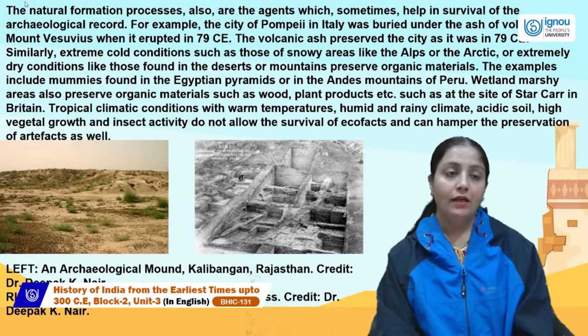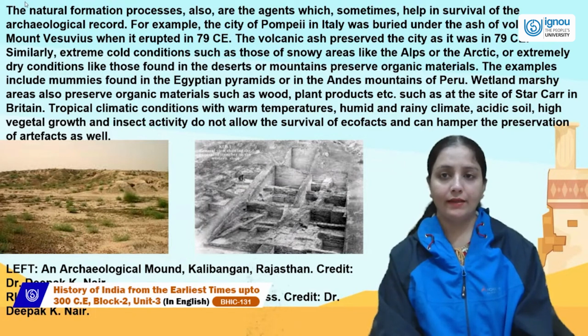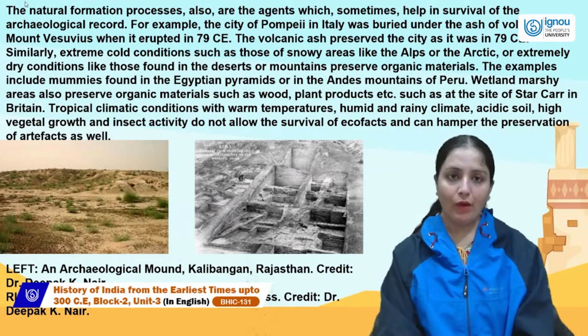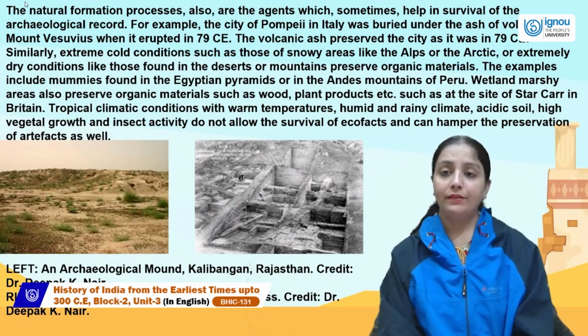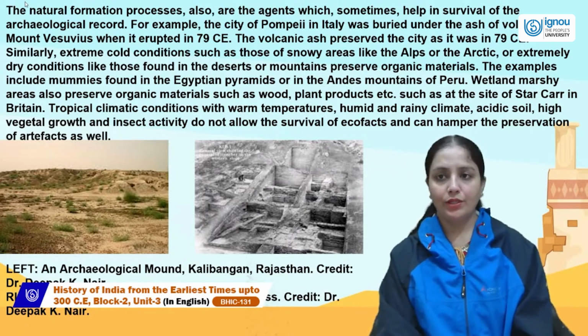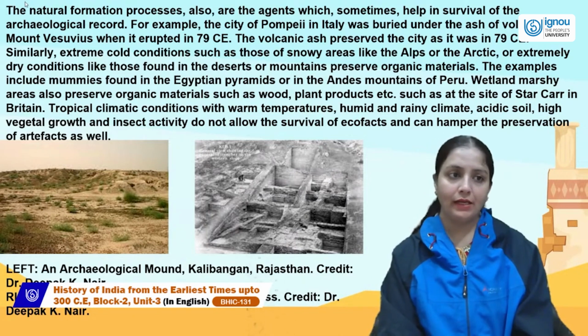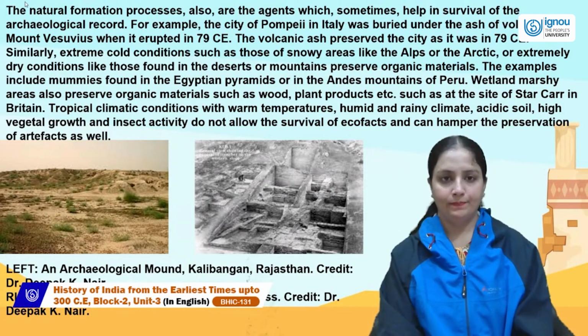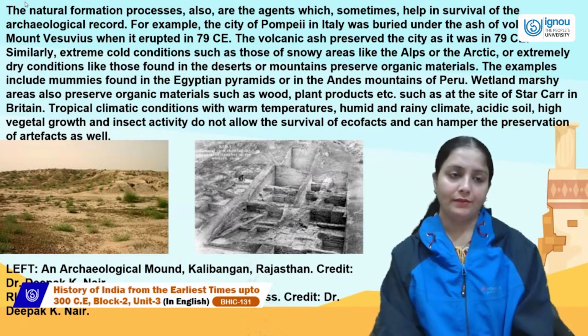Similarly, extreme cold conditions, such as those of snowy areas like the Alps and Arctic, and extremely dry conditions like those found in deserts or mountains, preserve organic materials. The examples include mummies found in Egyptian pyramids or in the Andes mountains of Peru. Wetland, marshy areas also preserve organic materials such as wood and plant products, such as at the site of Star Carr in Britain.